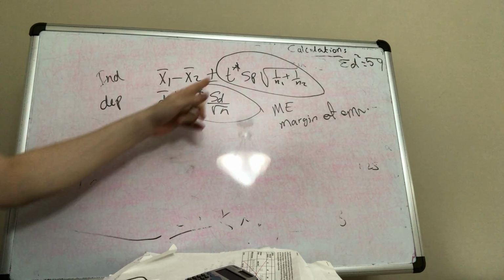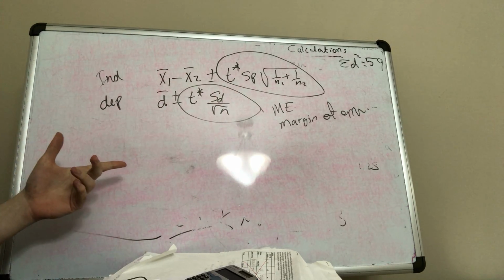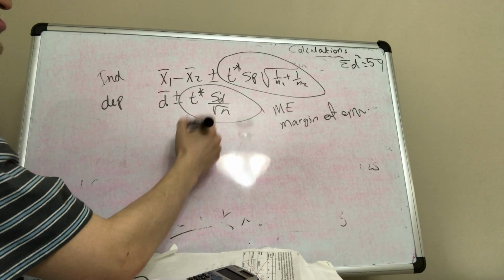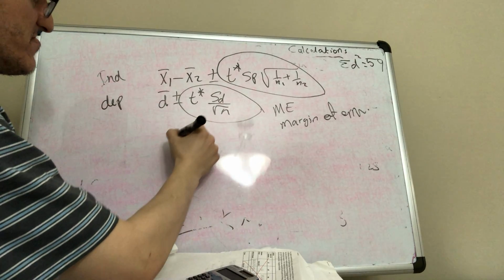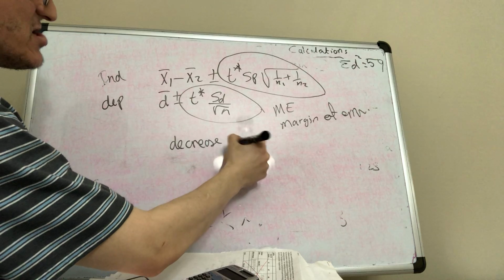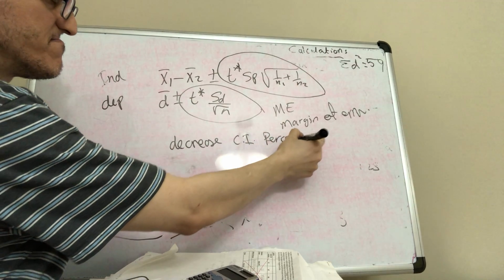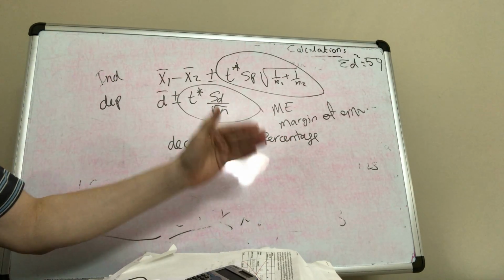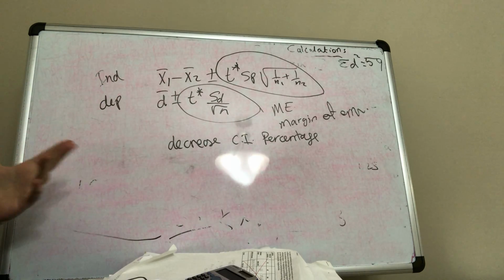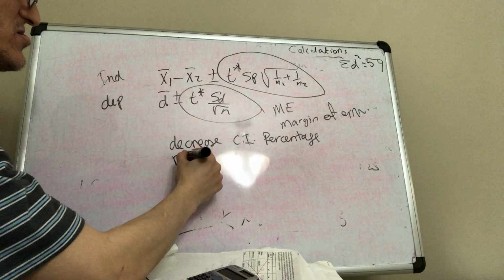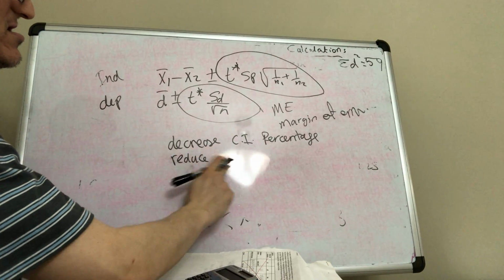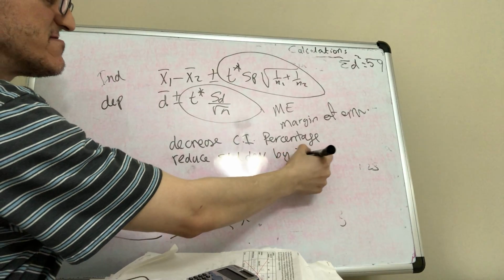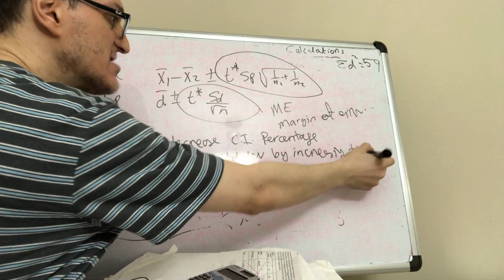To reduce this, you could decrease the t star value. And the way to decrease the t star value is to decrease the confidence interval percentage. So instead of 90%, go to an 85% confidence interval, or 80%. So decrease the confidence interval percentage. You can also reduce the value of your standard deviation by increasing the sample size.